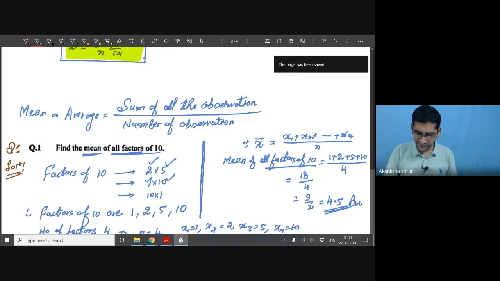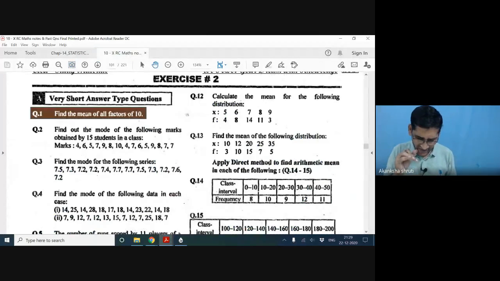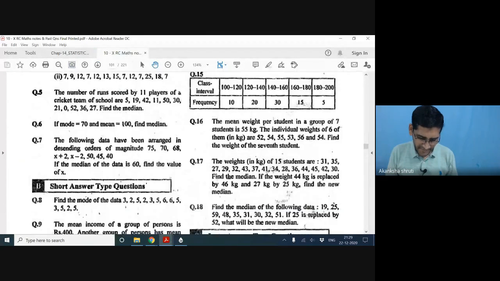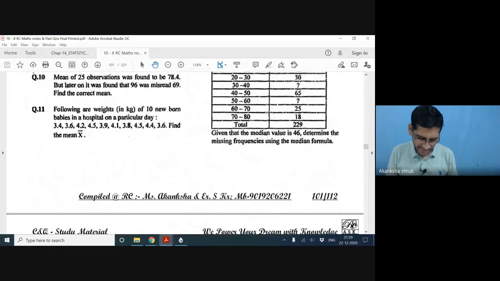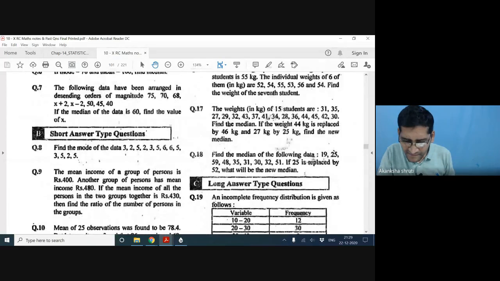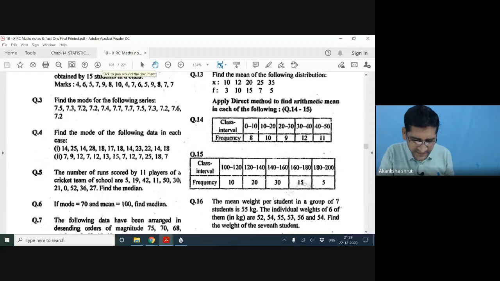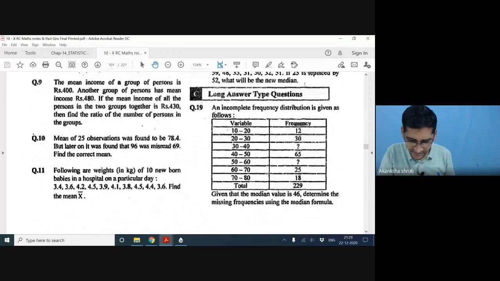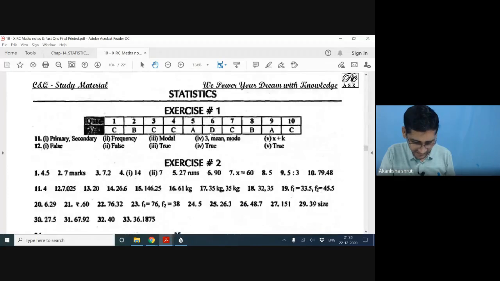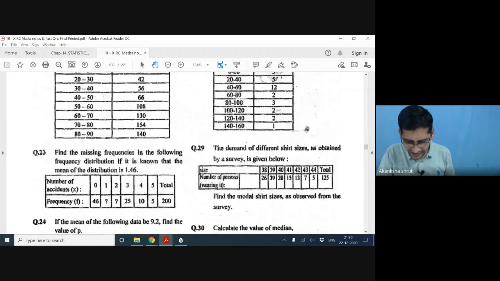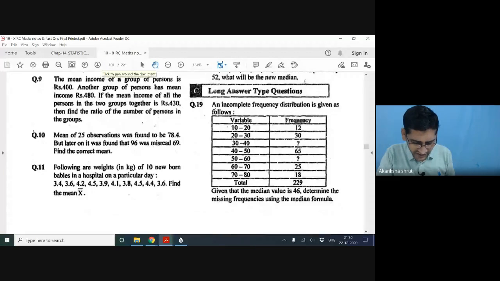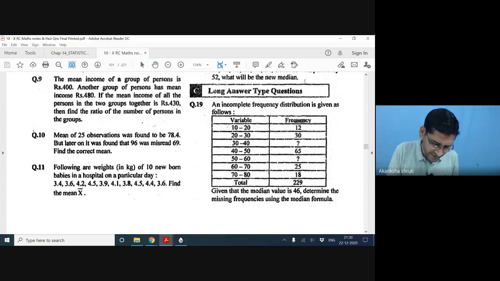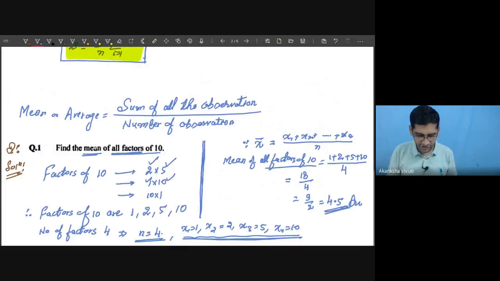Let me take one more question. Whatever table you are looking at, these are for grouped data, and wherever the question is asked directly in a statement, they are mostly for ungrouped data. Let me take one more question.